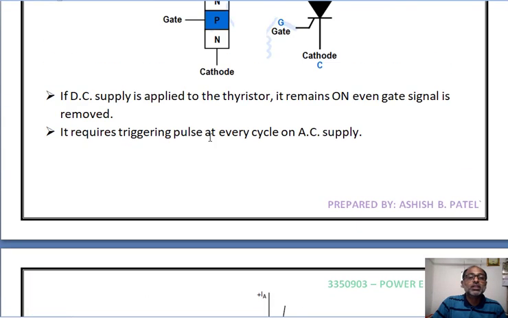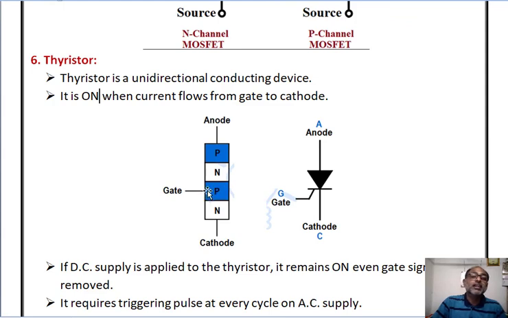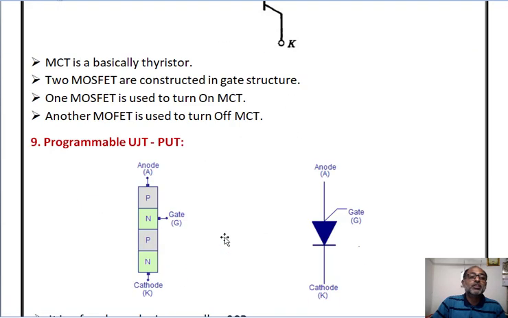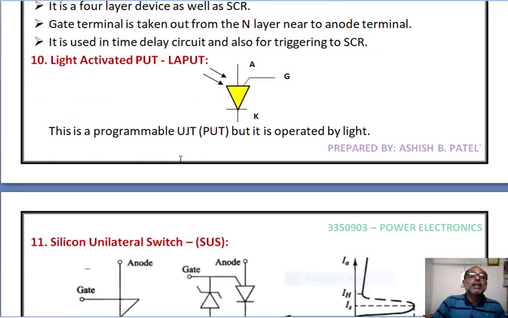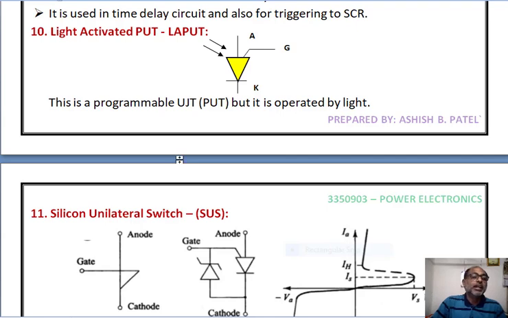Already we have seen that in SCR, the gate signal is taken from the P type material which is nearer to the cathode. But in the programmable UJT, the gate terminal is taken out from the N material which is nearer to the anode terminal. And this type of programmable UJT is used in time delay circuits, and it is also used for triggering the SCR.